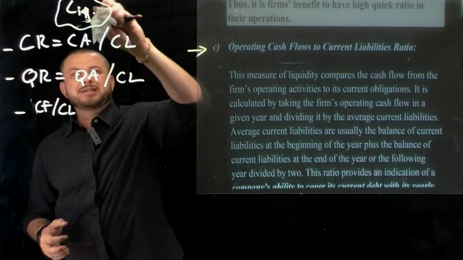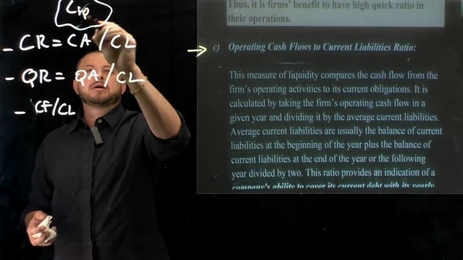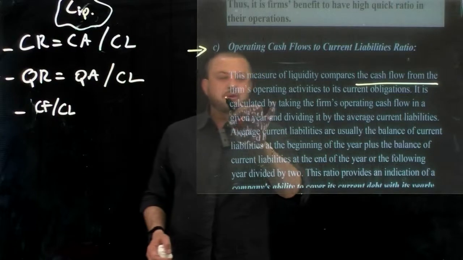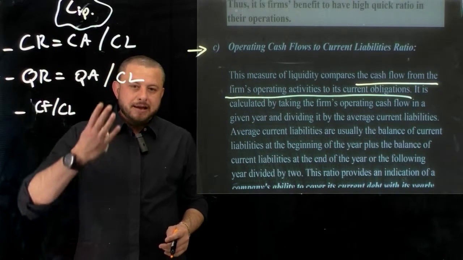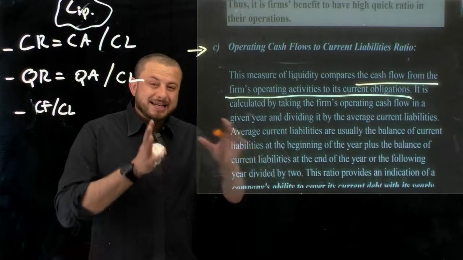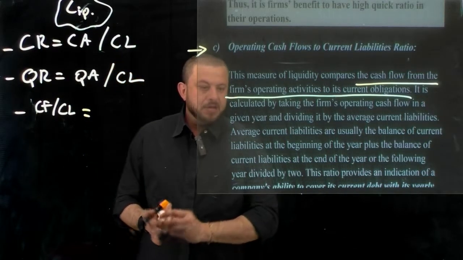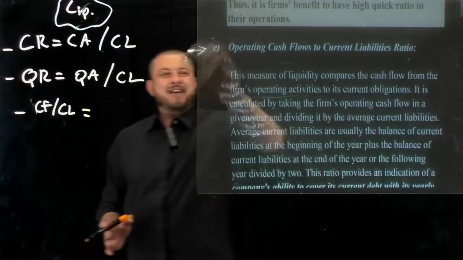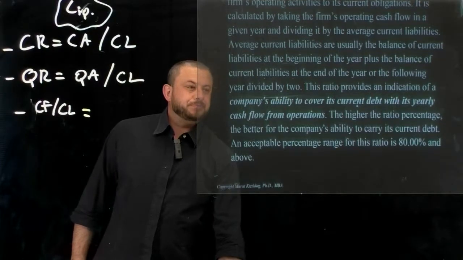Liquidity. This measure of liquidity compares the cash flow from the firm's operating activities to its current obligations. How much cash flows we generate from our operations to cover our current liabilities. CF over CL ratio answers this question, guys. So we have to deal with average calculations, as I will show you right now.